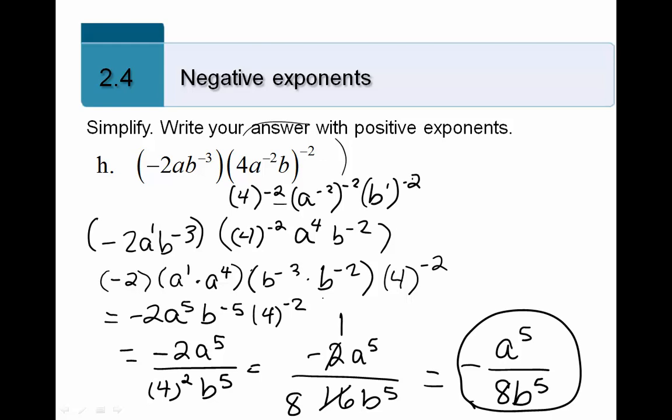Alright, I believe we have 3 more examples. And my screen is twirling. So I'm just going to have to wait a second and hopefully I don't lose what I've done so far.